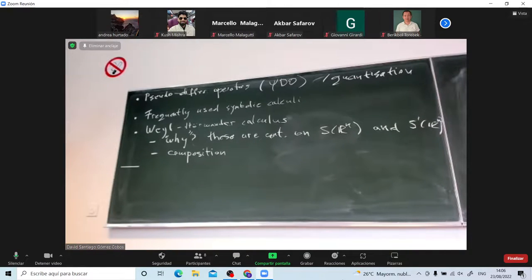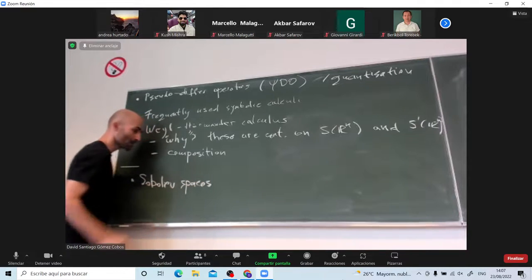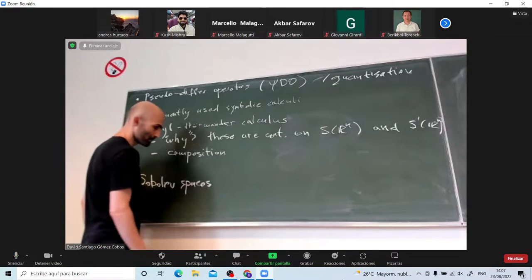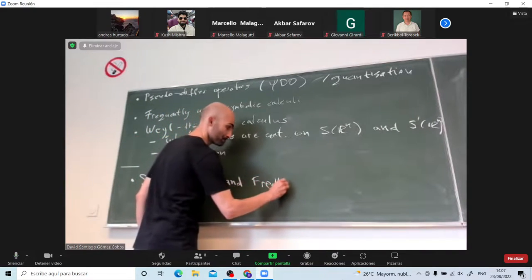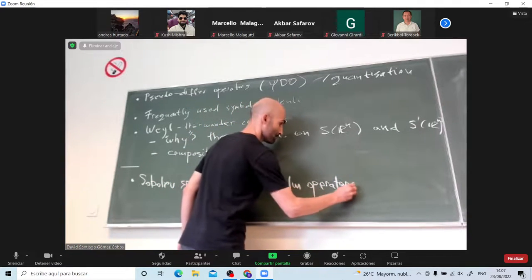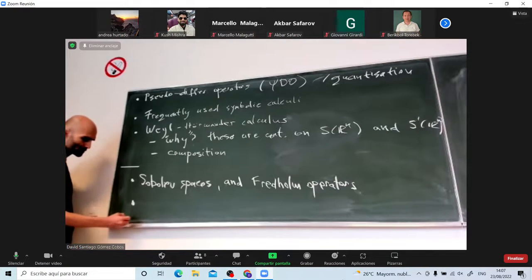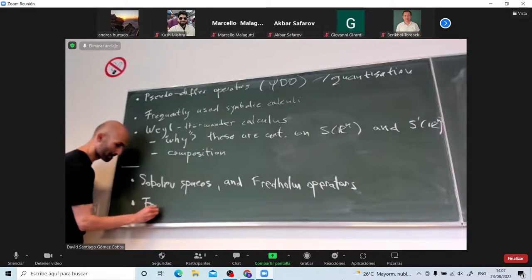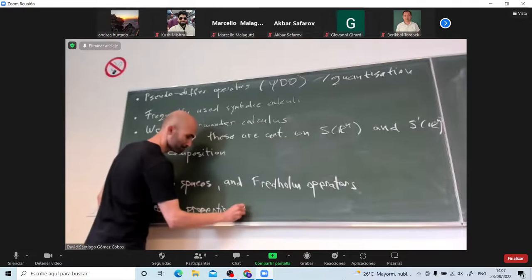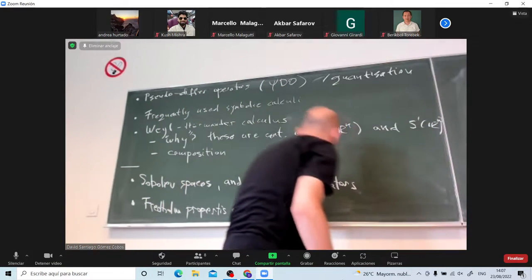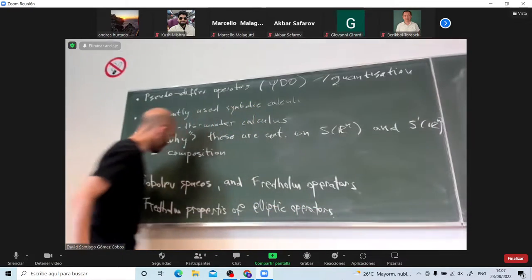Tomorrow, in the first lecture, I will talk about the Sobolev spaces which are associated to this Weyl Hörmander calculus, and hopefully about Fredholm operators. Because then the goal is, at the very last lecture, to give some of our results about the Fredholm properties of elliptic operators. So this is my plan.